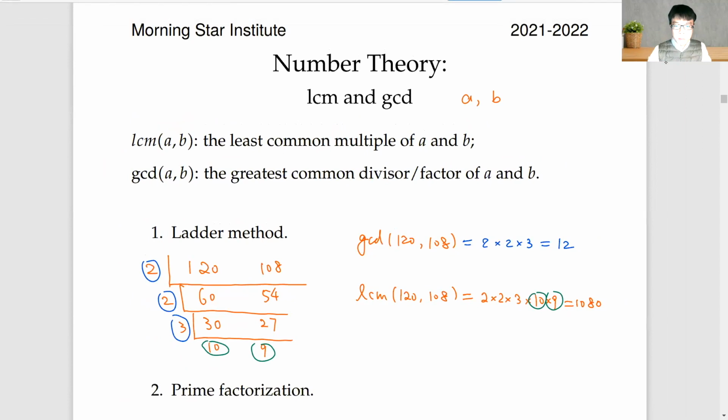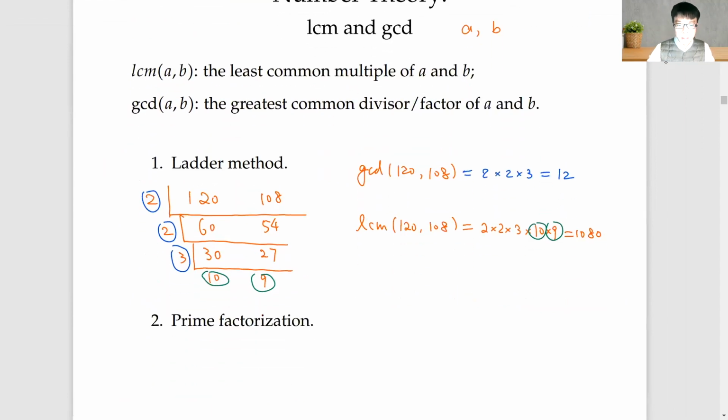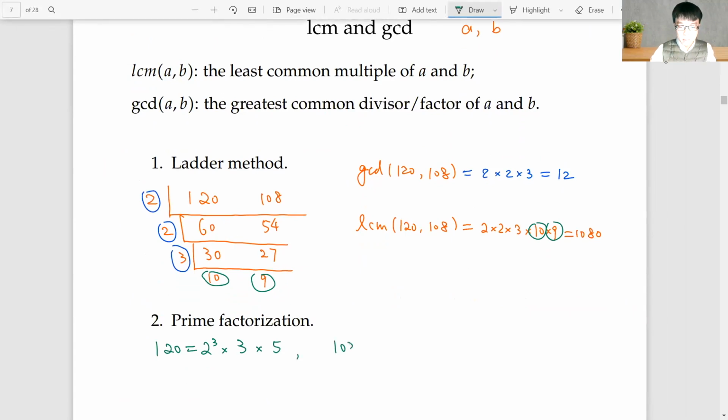Next method is based on prime factorization, which we just mentioned. So prime factorization, let's factor these 2 numbers. So we can factor 120. It equals 2 cubed times 3 times 5. And also we get 108. It can be factored into 2 squared times 3 cubed. Okay, that's all.